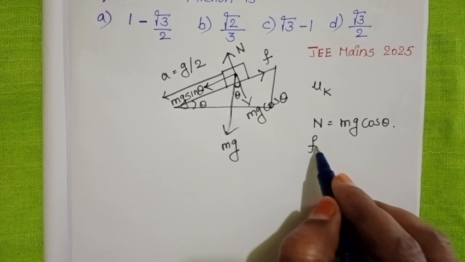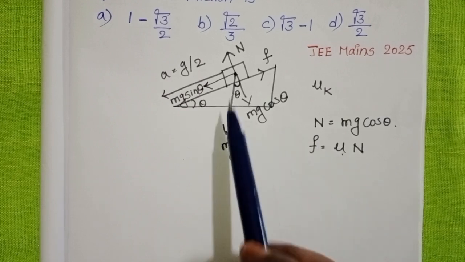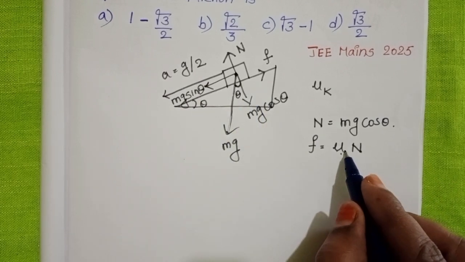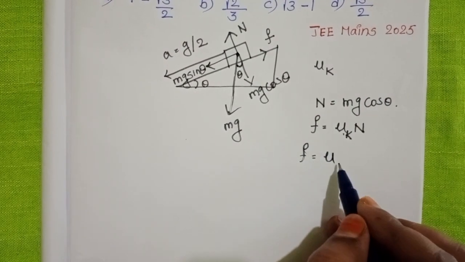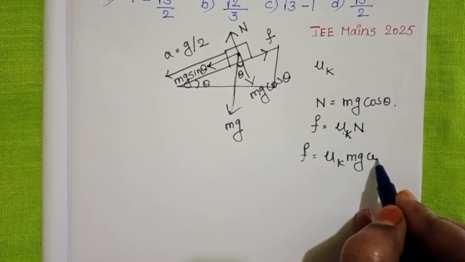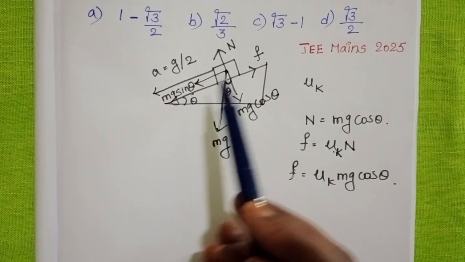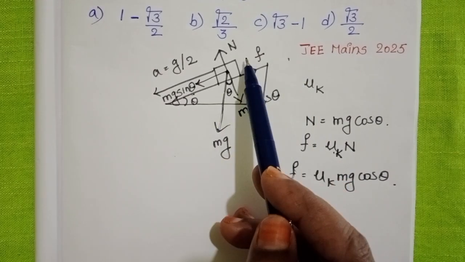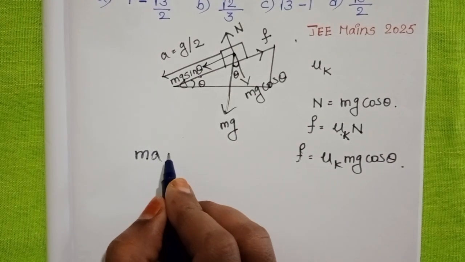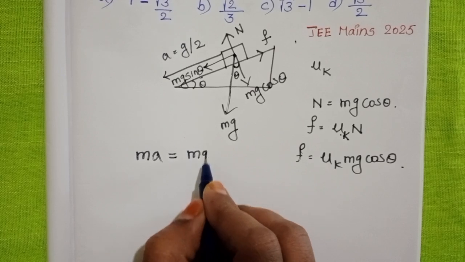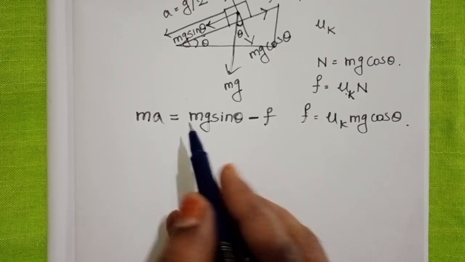We know the friction formula F equals mu into N, where mu is the coefficient of friction. Here the body is in motion, so this is the coefficient of kinetic friction. Then the friction formula becomes mu k mg cos theta. Now write the equation. In the downward direction mg sin theta and friction in the opposite direction, the resultant force is in the downward direction. So resultant force, mass into acceleration, equals the downward force mg sin theta minus the upward force, which is the frictional force.